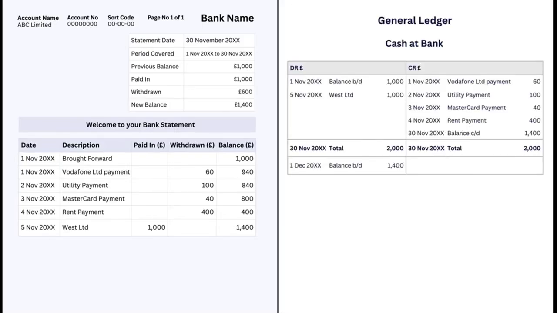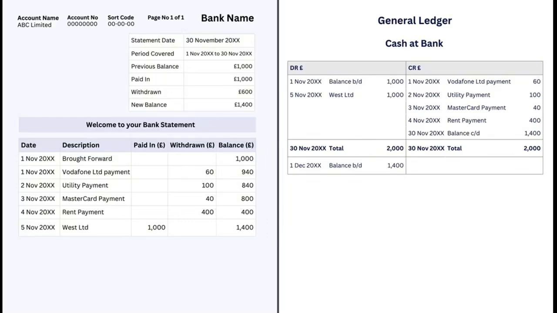Now let's look at the right-hand side, which shows our general ledger, cash at bank. Cash at bank is an asset. Assets increase on the debit side and decrease on the credit side. When we receive money, such as the £1,000 from our customer West Limited, our bank balance increases. Because our asset increases, we record this on the debit side of the cash at bank account. When we make payments such as rent, utilities, or card payments, cash leaves the business. We record these on the credit side.